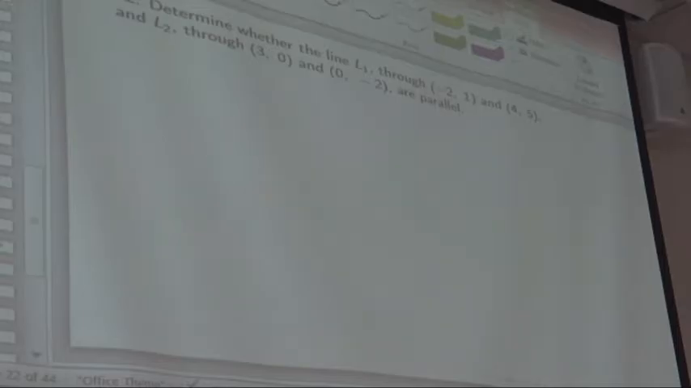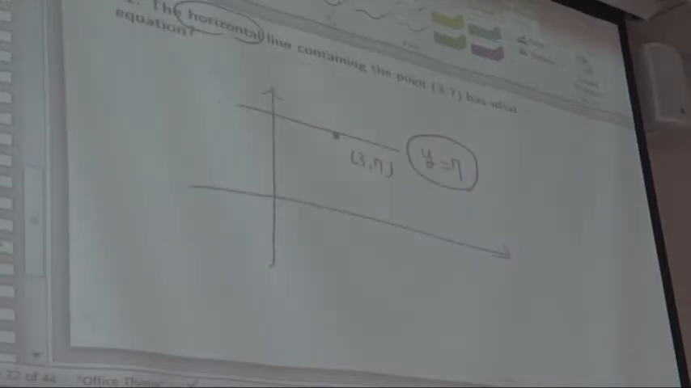So in the exam, do we have to draw that? You don't need to draw. Yeah, they're just asking what the equation is. So y equals 7 is the equation.